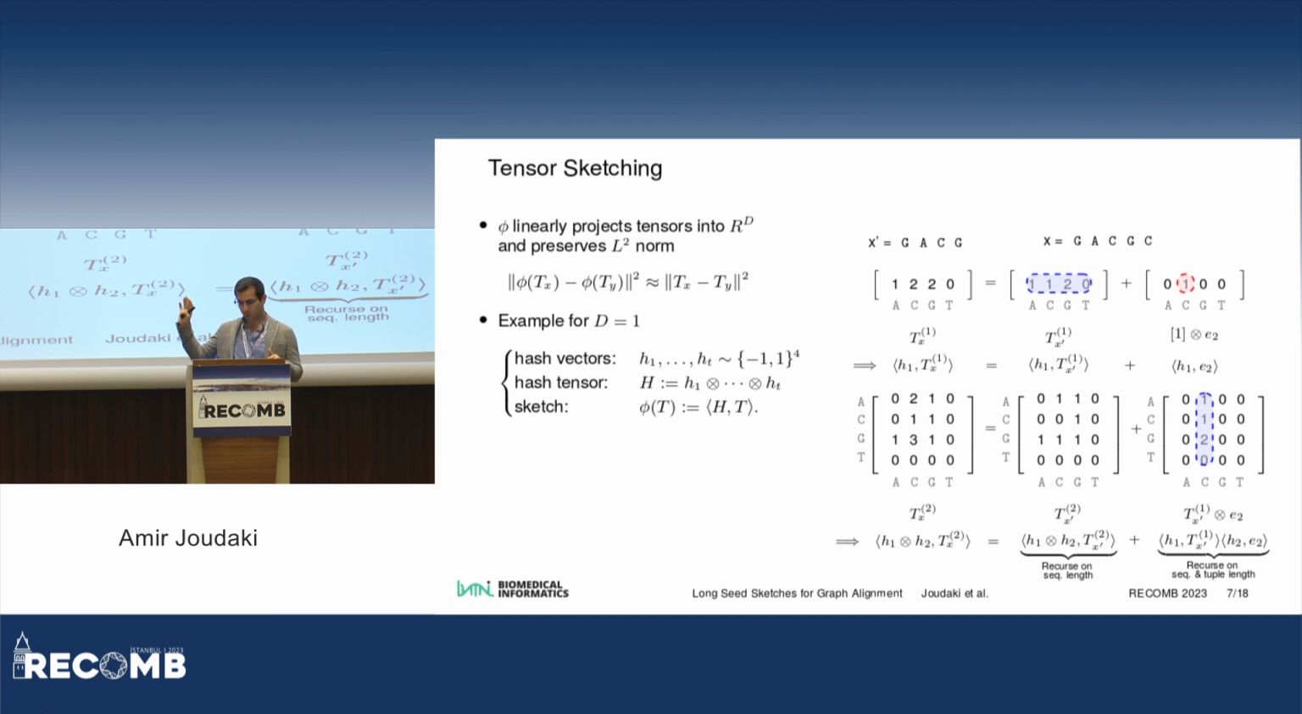The gist of the idea is that you can actually rewrite the sketch as a recursive sum of two terms, which means that you can now just append one character after another and end up with the sketch that you're interested in without having to ever construct the tensor. And that means that you have a linear time complexity for computing these sketches.